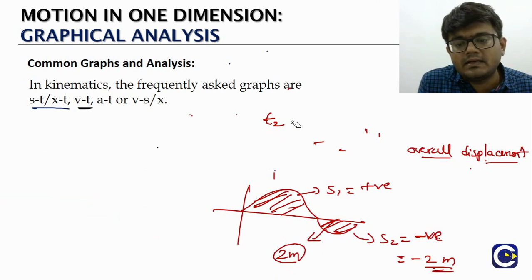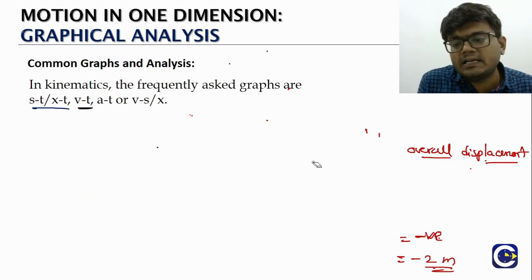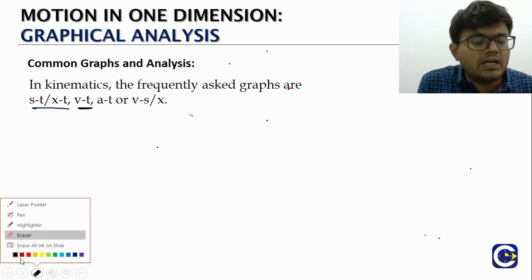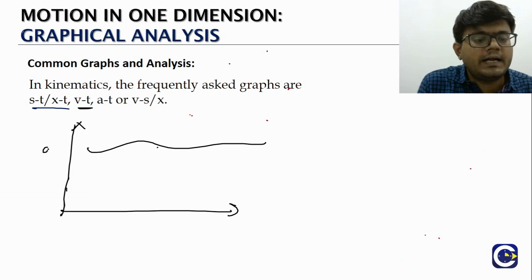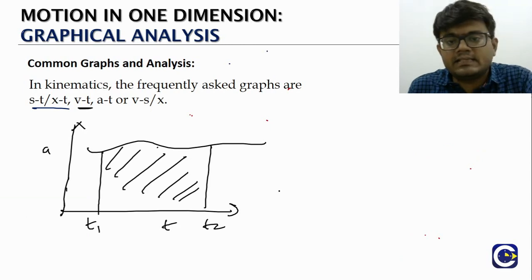Next we have the acceleration time graph. So if you are taking an acceleration time graph, and we are looking at the area that is enclosed between the acceleration time graph and the x-axis. In this case, the x-axis is what?